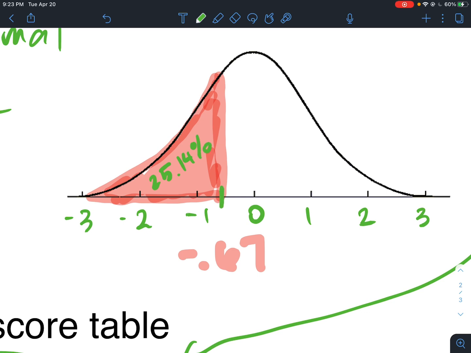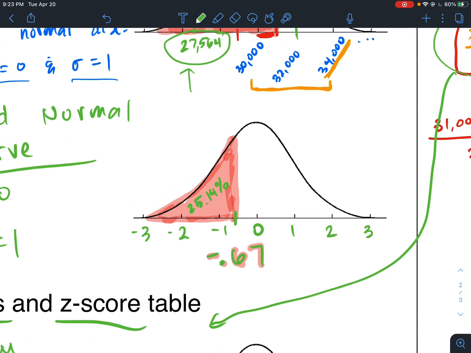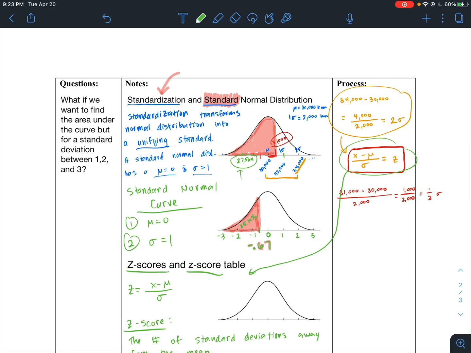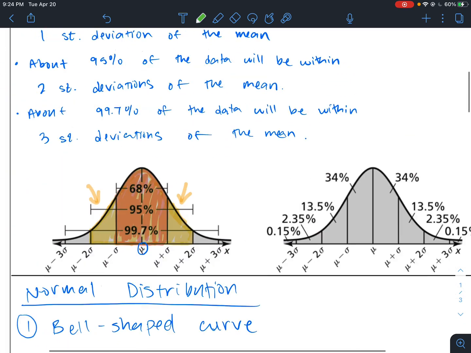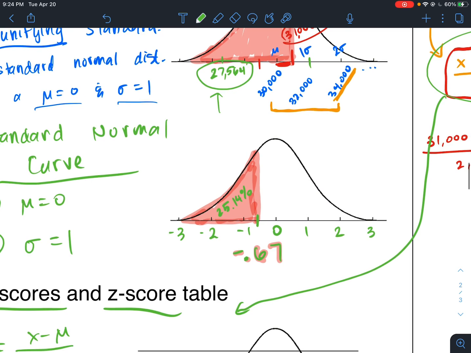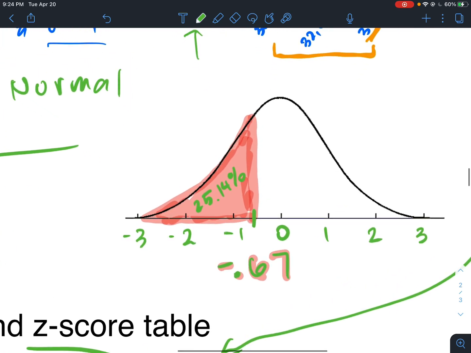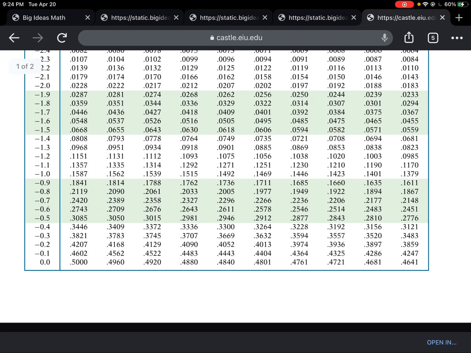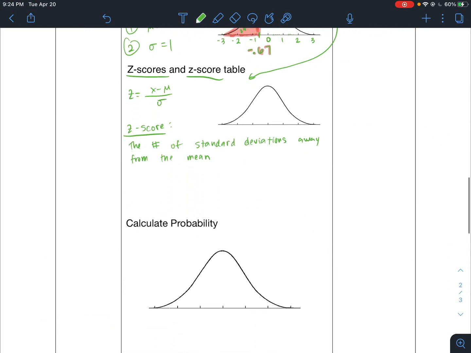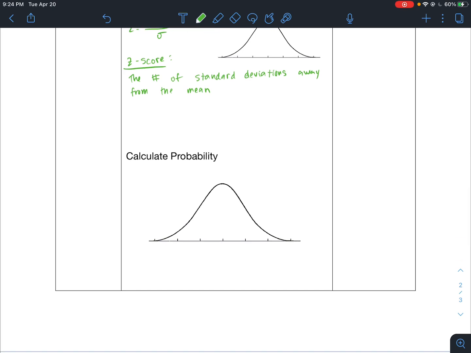So it tells me that if there is a data point that is negative 0.67 standard deviations away from the mean, then the area under the curve is 25.14%. Now again, this is kind of the equivalent of the empirical rule, and that empirical rule still applies here, but for finding the area under the curve in between our standard deviations, we're going to use the z-score. We're going to use this z-score a lot today, and that's how you calculate probability.